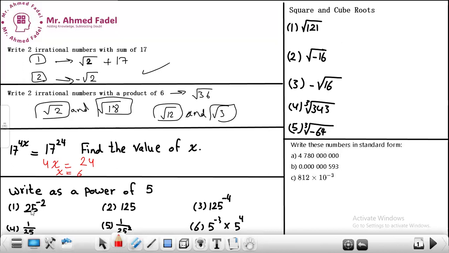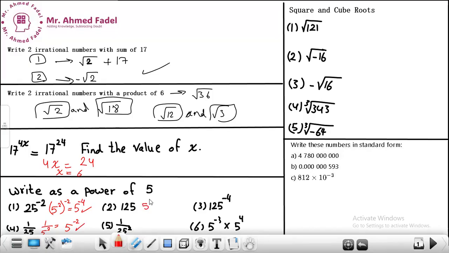Write as a power of 5. Okay, mister, this 25 is 5 to the power of 2. Yes, that's 25, but all is to the power of negative 2. So the answer is 5 to the power of negative 4. Now I wrote it as a power of 5. Next, it is 1 over 5 to the power of 2, which is the same as 5 to the power of negative 2.